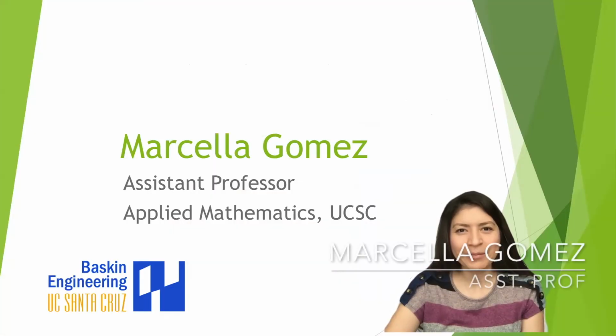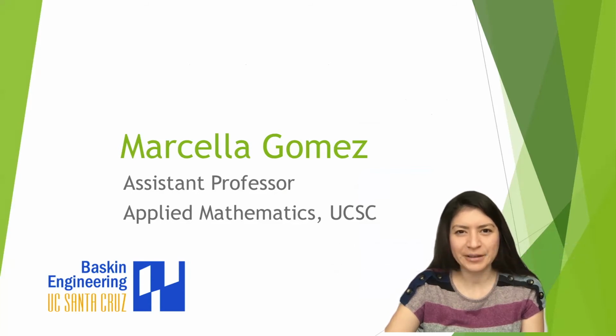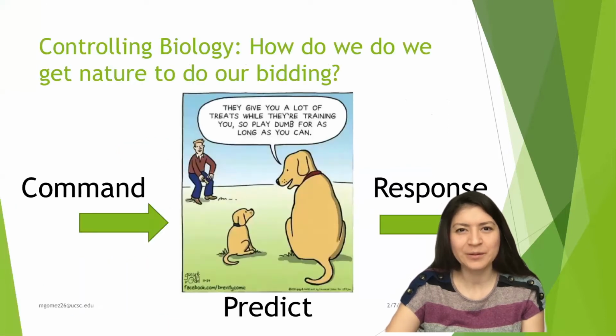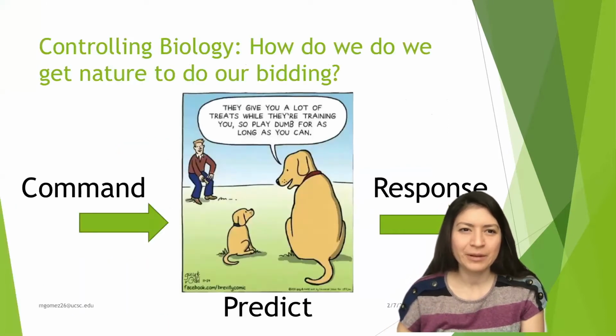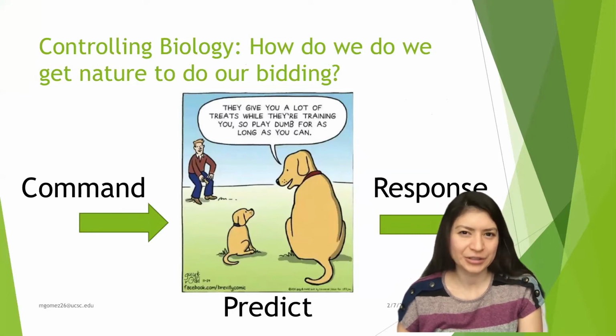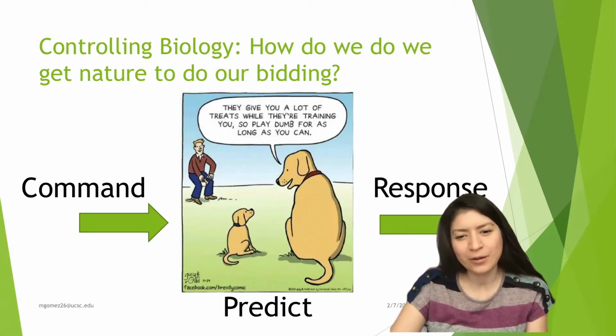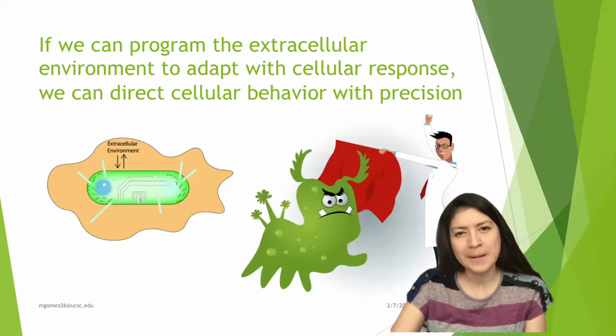Hi, my name is Marcella, and I'm an assistant professor in the Department of Applied Mathematics at UC Santa Cruz in the Baskin School of Engineering. And my research field is that of controlling biology, or how do we get nature to do our bidding? And if you ever worked with experimental systems, you know this can be quite a challenging task.